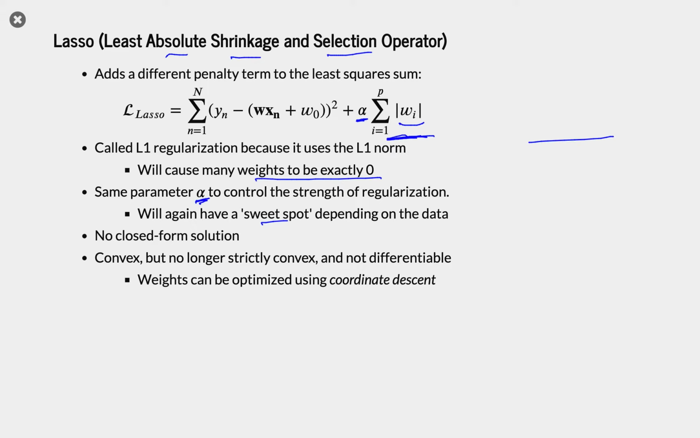If you would plot that, so we have W, then this loss function would look like this. This is the absolute value in terms of W. So it doesn't have a gradient in this point. So there's no closed form solution anymore, and we cannot easily use gradient descent here either. Now, there is a variant called coordinate descent, which we can use instead.